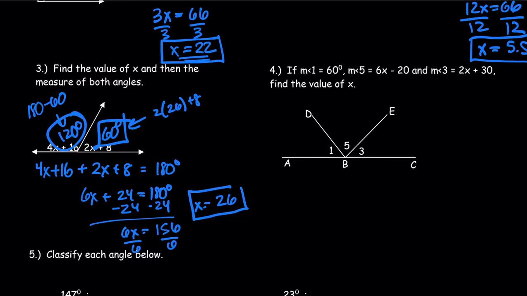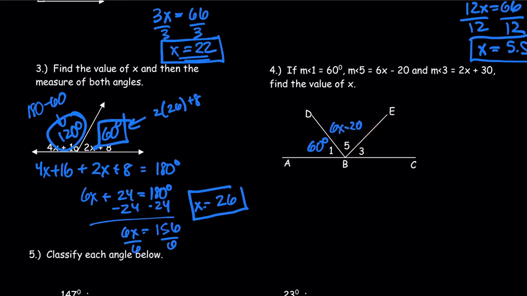All right, question 4. This one looks a little bit more complicated, so let's see what we have. Measure of angle 1 is 60 degrees. So there's angle 1, that's 60 degrees. So I'm going to put it right in the diagram. Then it says measure of angle 5 is 6x minus 20. Well, there's 5, so they're talking about this angle here is 6x minus 20.